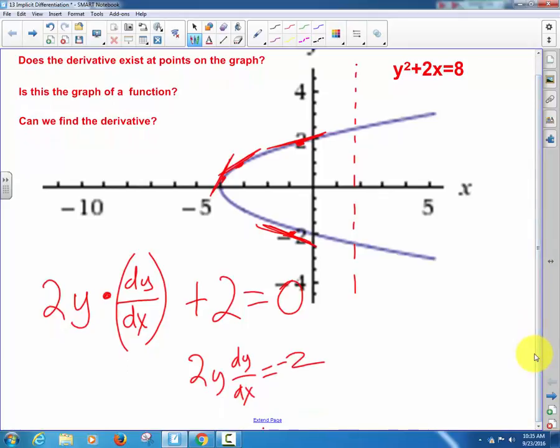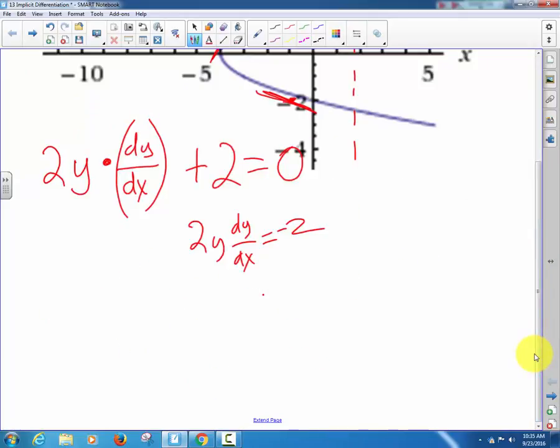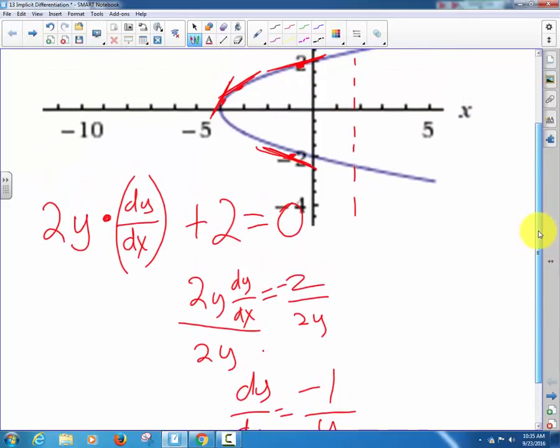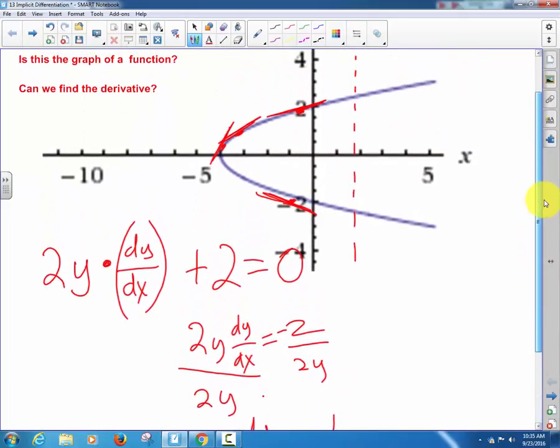Now, what do you think we ought to do? If we're solving for dy over dx, what do you think we should do at this point in time to get dy dx by itself? By 2y. We divide both sides by 2y. So we find out that dy over dx is negative 1 divided by y, because the 2's will cancel. So that's the derivative of this particular function here.